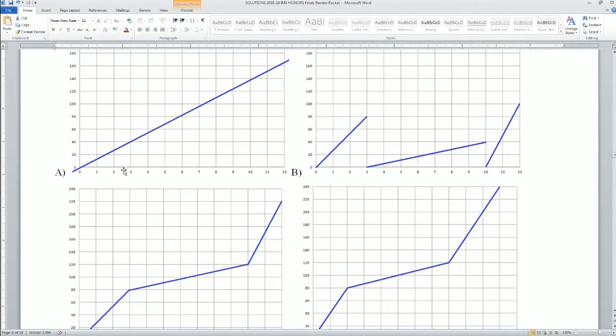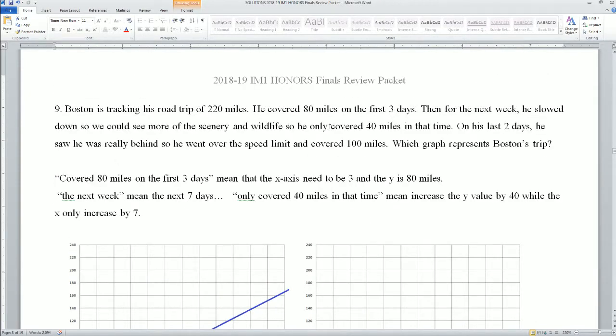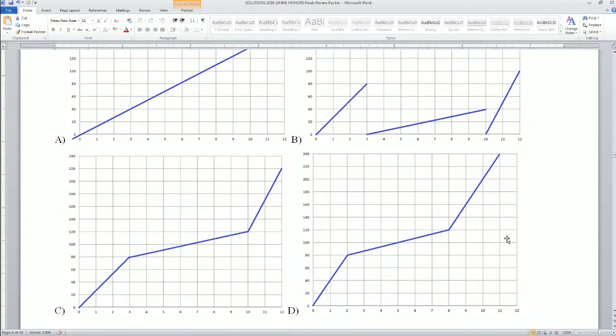Okay. Here, this seems like he was going at a constant rate, right? It seems like he was going 3 days, 40 miles, right? 6 days, 80 miles, right? Seems like he was going at a constant rate. But in the scenario, it doesn't seem like he was going at a constant rate, right? He was going really fast, he slowed down, then he went really, really fast at the end, right? So it looks like it's only left to C and D.